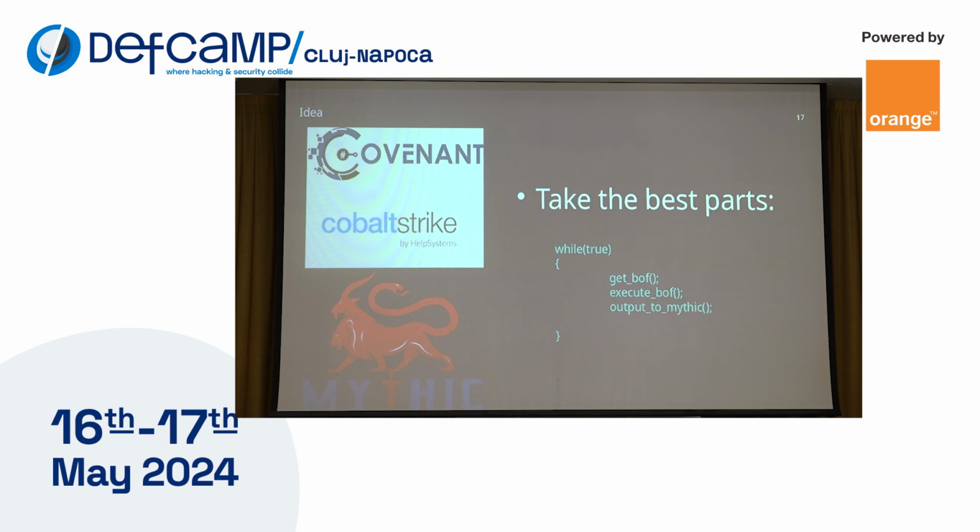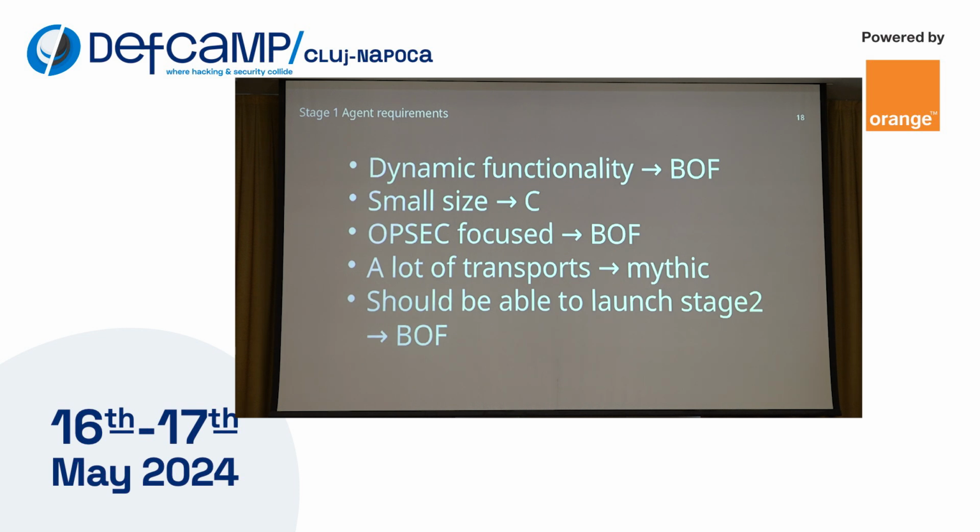And that's it. If we remember the requirements, they all fit, because you can write your object file with any functionality and adapt any technique you want. If you want to get a small size, you may use a low-level language like C or C++. Since we are using Mythic, we can adapt any transport: HTTP, TCP, Dropbox, whatever. And since we have beacon object files, we can launch the second stage, like open source tools.